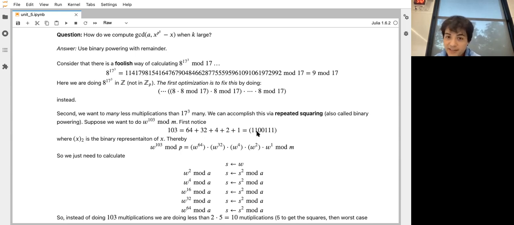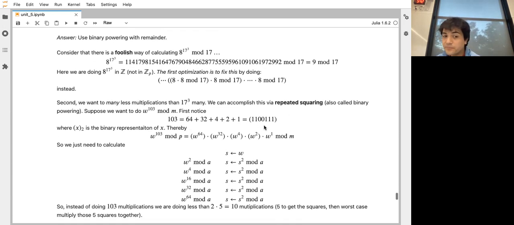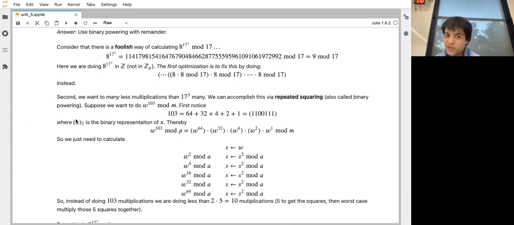So that's the 64, that's the 32. There's no 16, there's no 8, there's a 4, there's a 2, there's a 1. You can get these integers just by doing the binary expansion. So I'm just going to say x subscript 2 is the binary representation of x. Notice, instead of multiplying w against itself 103 times, I can do the following instead: w to the power of 64 times w to the power of 32 times w to the 4 times w squared times w to the 1. If you sum those exponents, you get 103.